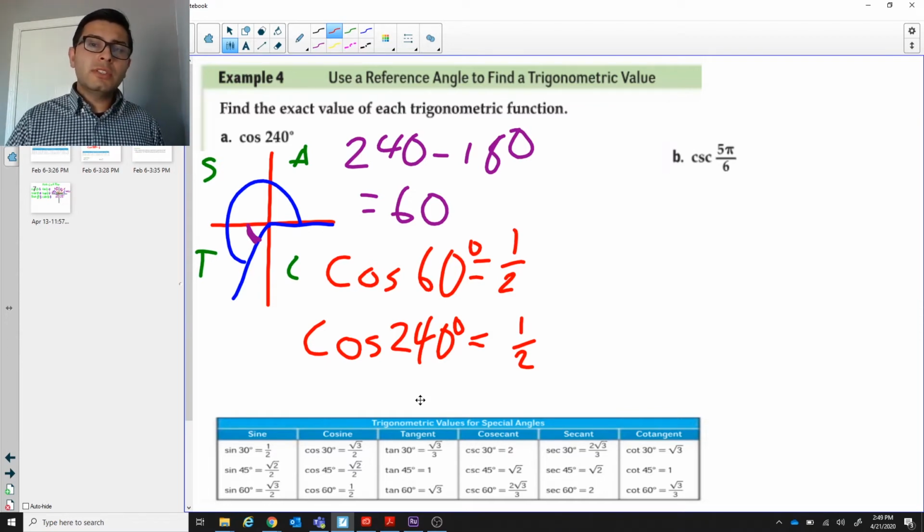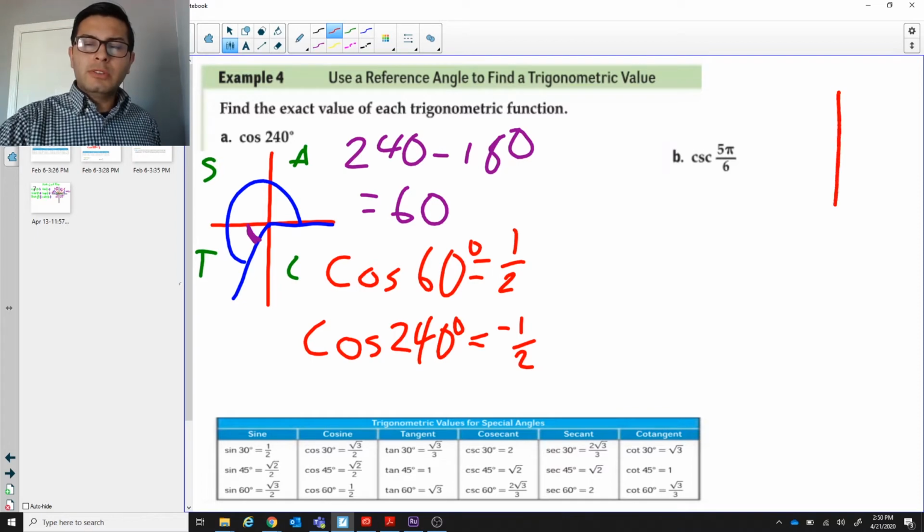And that's where All Students Take Calculus comes in. I've already written it down, ASTC. And we also know that the terminal side is in the third quadrant. It is right over here. The only thing that's going to be positive in that third quadrant is either going to be tangent or cotangent. We can tell that by the T. So that means since we're dealing with cosine, it's going to be a negative. So we'll just slap a negative onto our final product, and cosine of 240 degrees is going to equal negative 1/2.